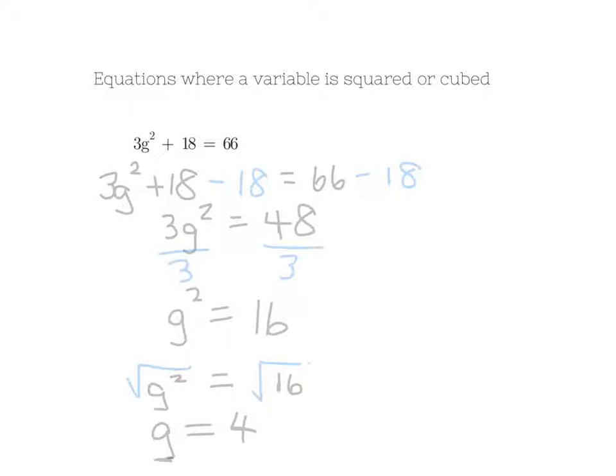That means we should be able to check this and put a 4 back in for g up here. We can do this even just quickly in our heads. Let's put a 4 in here. Imagine a 4 in there for g. Well, g squared, 4 squared, that would be 16. And then we would multiply it by 3. 16 times 3, that would be 48. And then we'd add 18, 48 and 18. Hey, that brings us back to 66. So a nice way to check your work, put it back in, see if it works out.